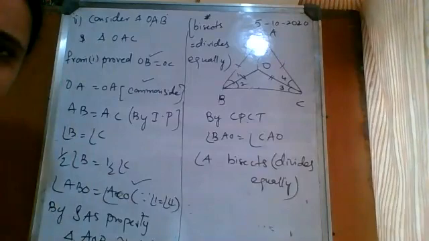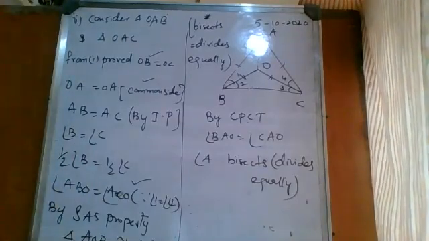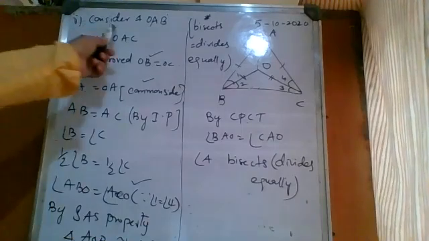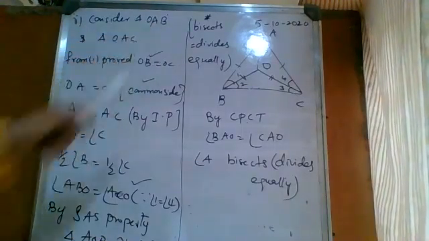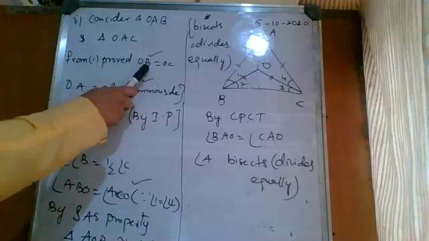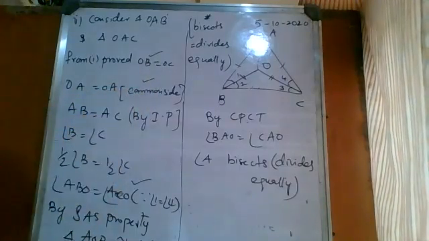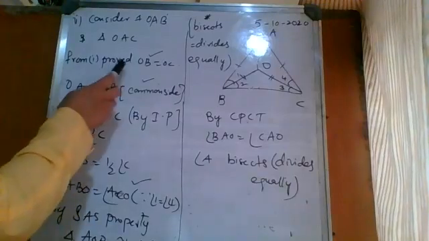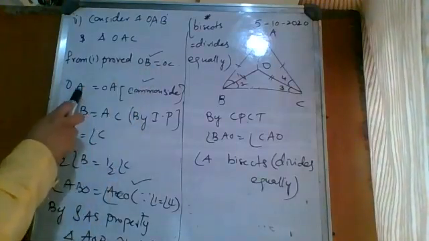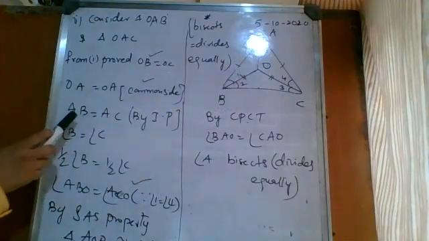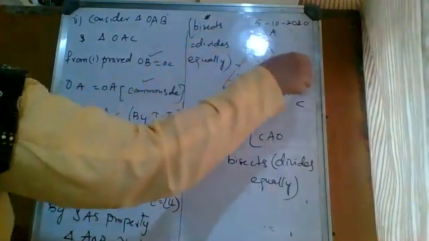Is it okay now? Once again, I'm teaching. Consider triangle OAB and OAC. From the first proof, we got that OB is equal to OC. This is exercise 5.2. Now OB is equal to OC, which we just now proved. This is the common side and this is given already, AB is equal to AC.